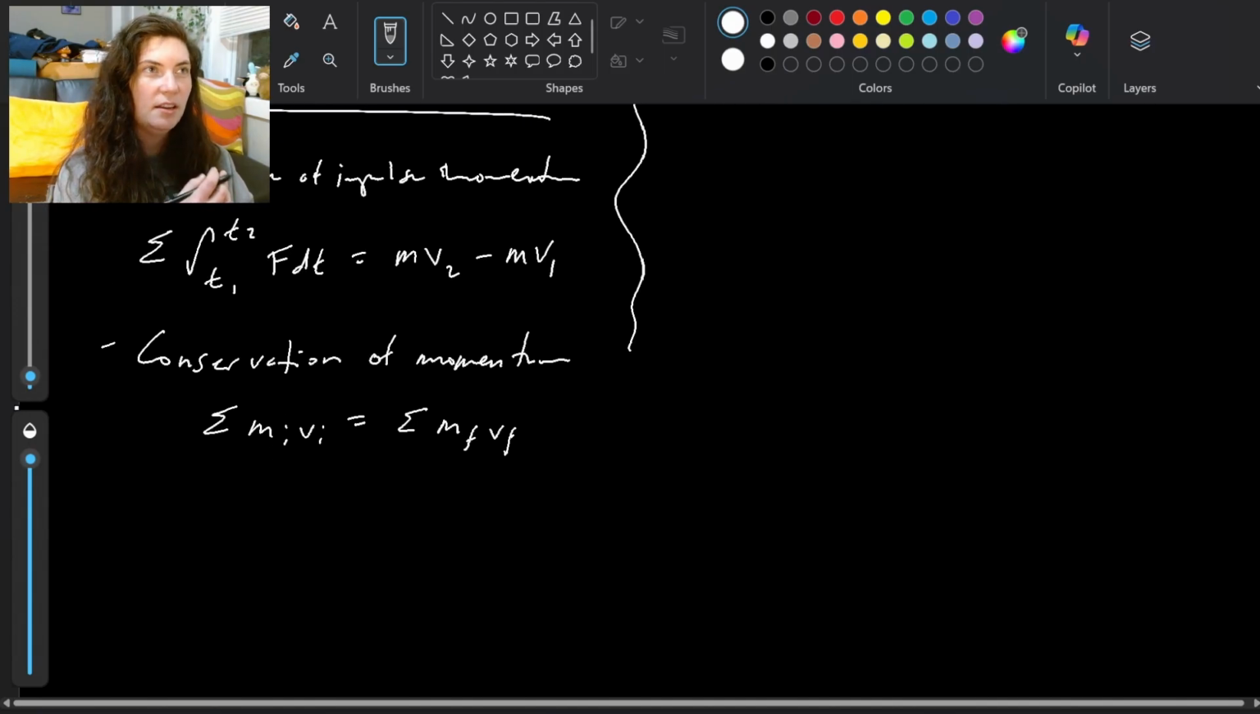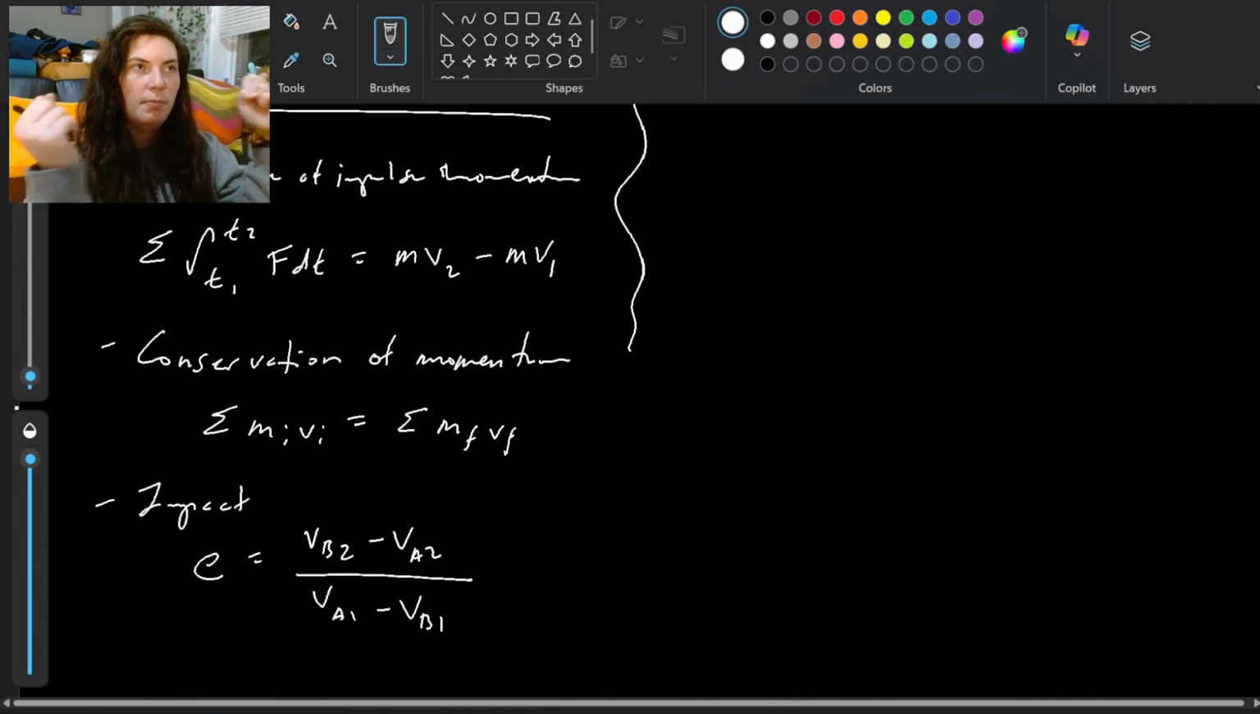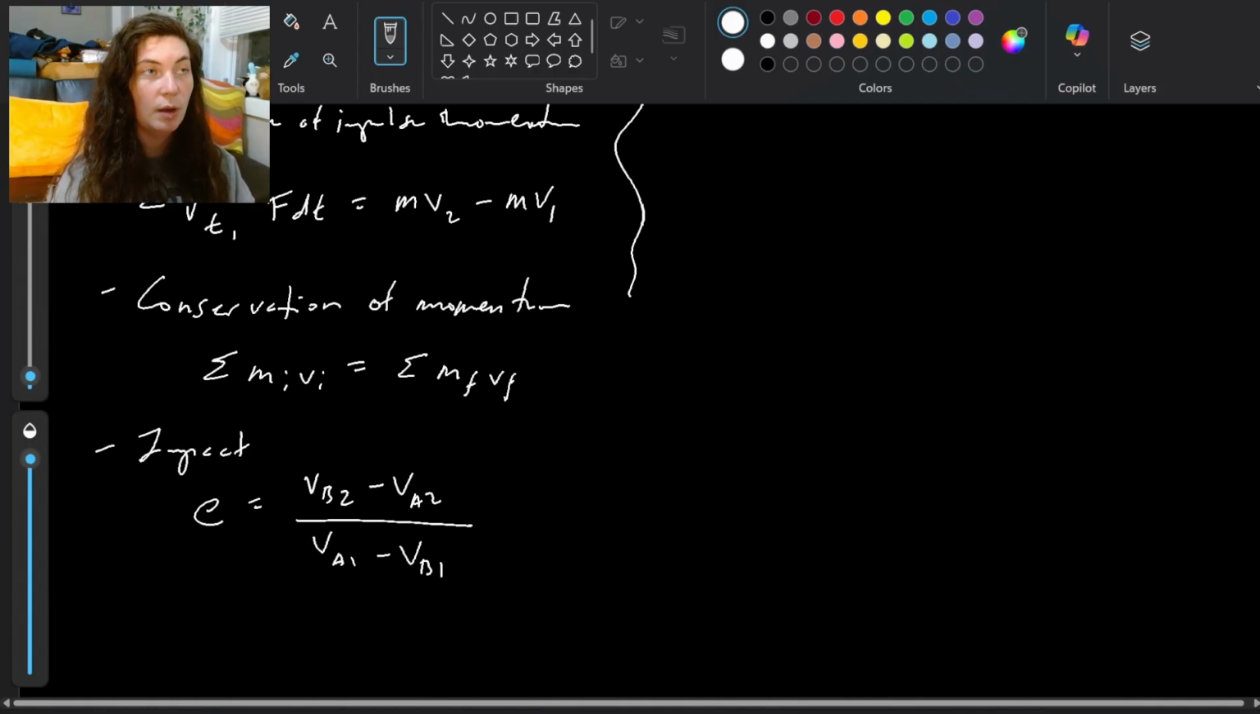Along with that, we also talked about impact. Impact was a special case of this, where we use the coefficient of restitution, that lowercase e, equal to (vB2 minus vA2) over (vA1 minus vB1). We use this coefficient of restitution when things are impacting each other and bouncing off each other, but they're losing some energy. That's what our coefficient of restitution is representing.